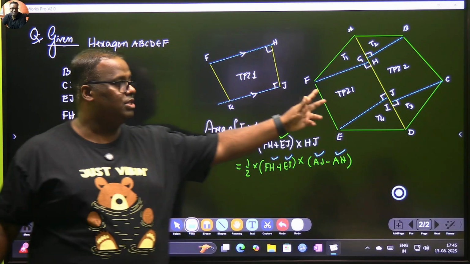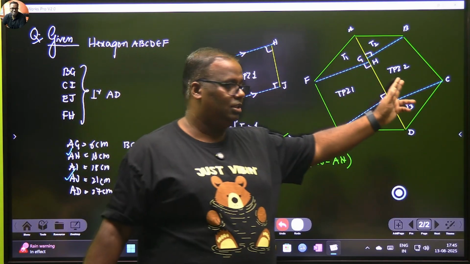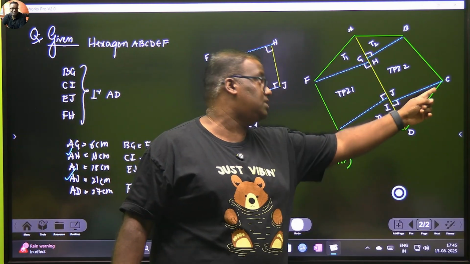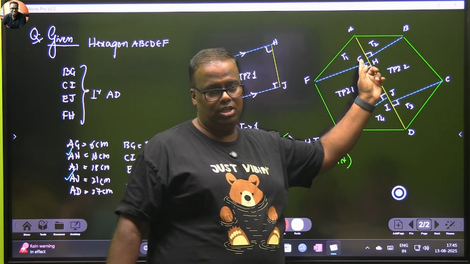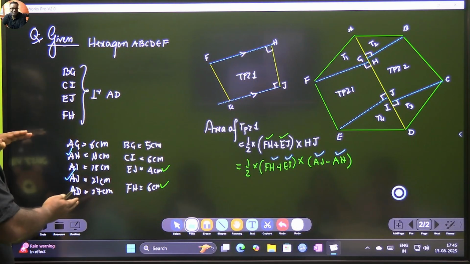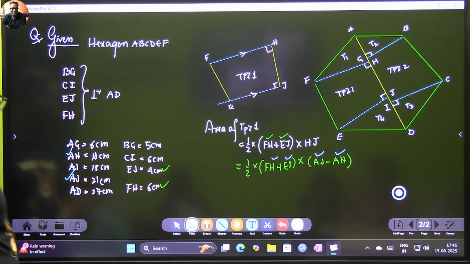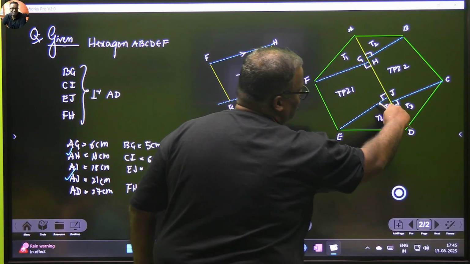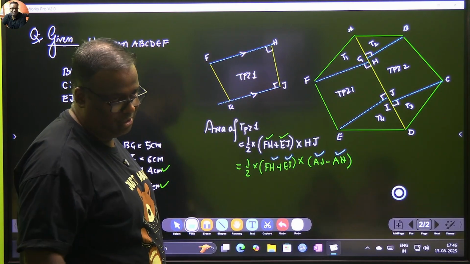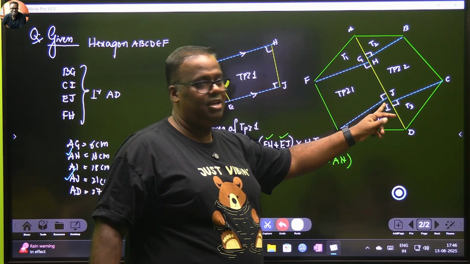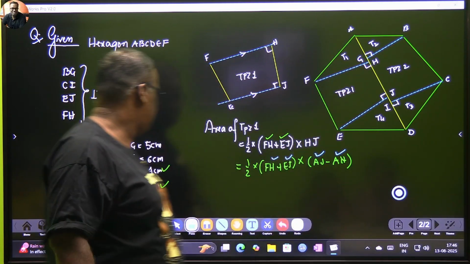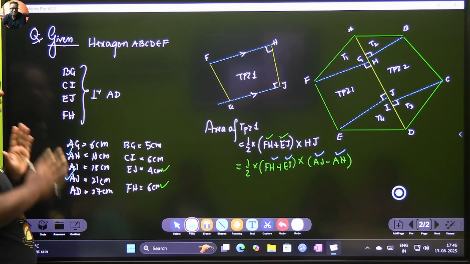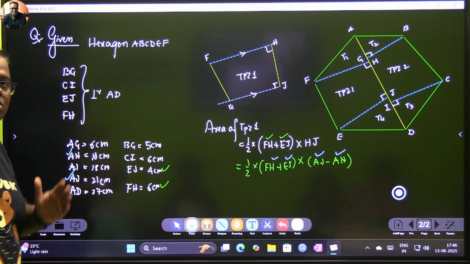So I can now find out this area also. When you find the area of this trapezium, it will again be half into sum of the parallel sides, that would be CI plus BG. CI and BG are already here. Into the perpendicular distance. Now the perpendicular distance will be GI. What is GI? AI minus AG. Is AI present? Yes. Is AG present? Yes.